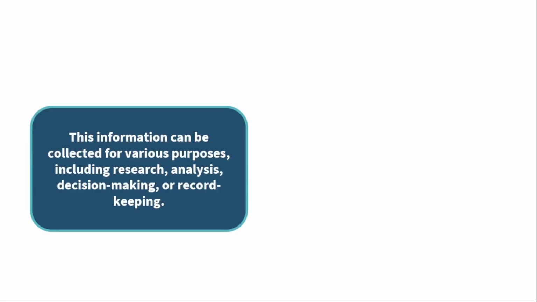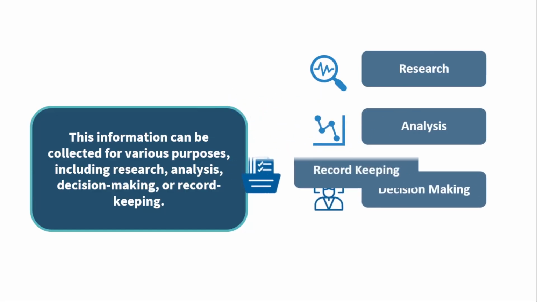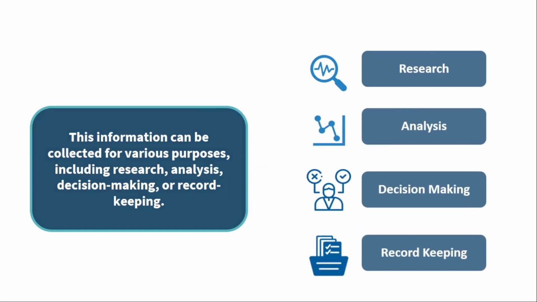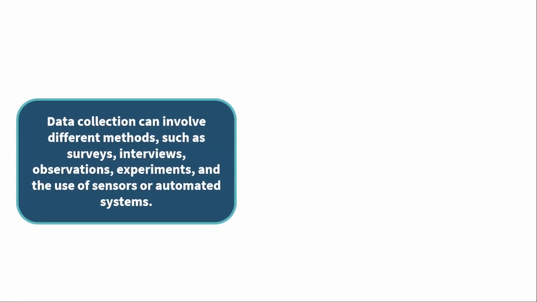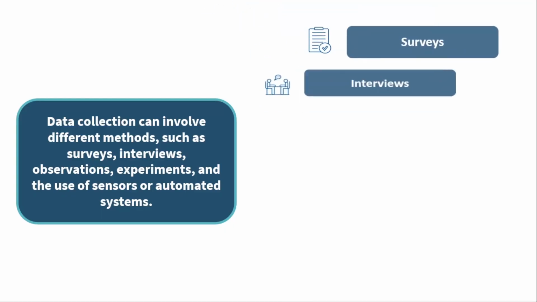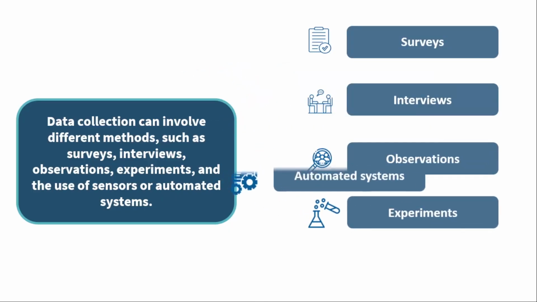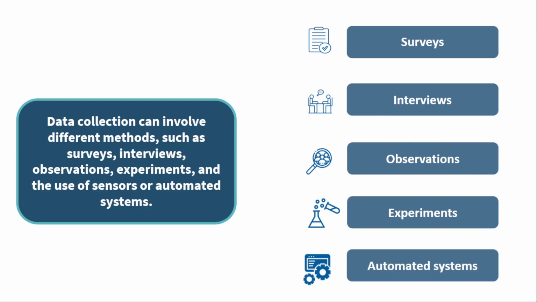Now, the information that is collected by anybody can be used for various purposes. It can be used for research, analysis, decision making, and record keeping, and there are several methods of data collection as well. Let's take a look at each of them. So when data is collected, it is collected in various forms and measures. In most cases, our brain actively collects data every single second. And in a business context, it could be collected via surveys, interviews, observations, experiments, and automated systems. And all of this data is collected to bring some business impact.